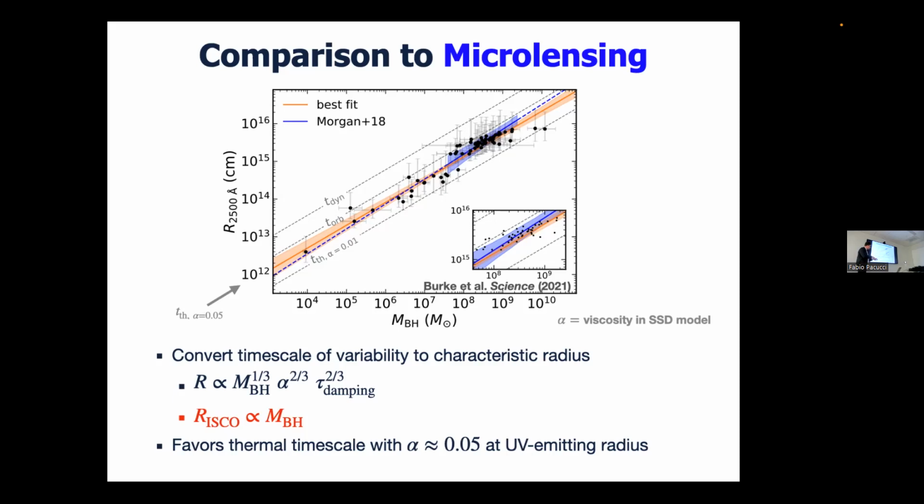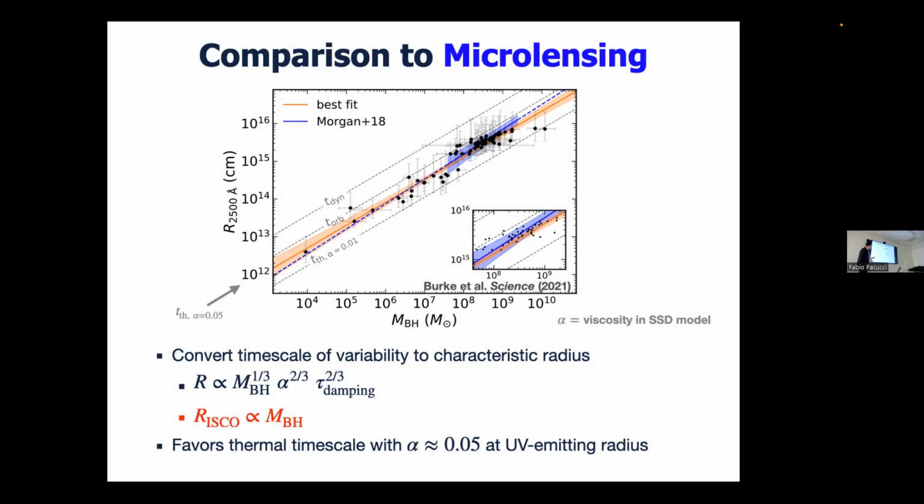but what's the radius? So we know tau, we know the black hole mass. And we're going to assume some fiducial value of alpha, which is the viscosity in the accretion disk, which is the other term here that this characteristic radius depends on. And we're going to plot that instead of the damping time scale. We're going to plot the radius.